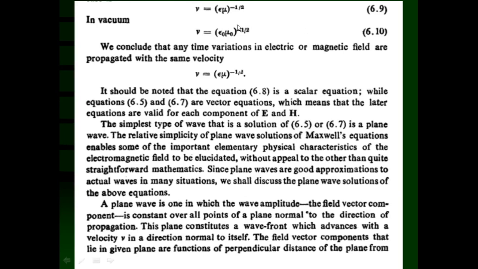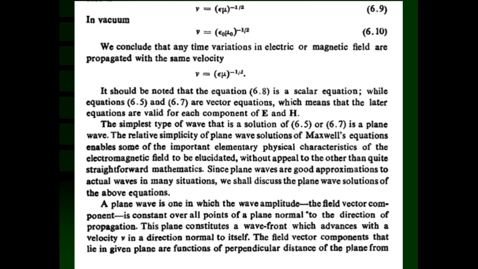So equation 6.9 means the electromagnetic wave phase velocity is v = (mu epsilon) raised to minus 1/2 for a linear medium, and in a vacuum it is (mu_0 epsilon_0) raised to minus 1/2. We conclude that any time variation of electric and magnetic fields is propagated with the same velocity. So electromagnetic waves, which are time varying electric and magnetic fields, propagate in a linear medium with the phase velocity v = (mu epsilon) raised to minus 1/2.